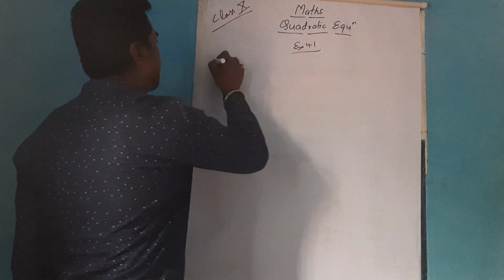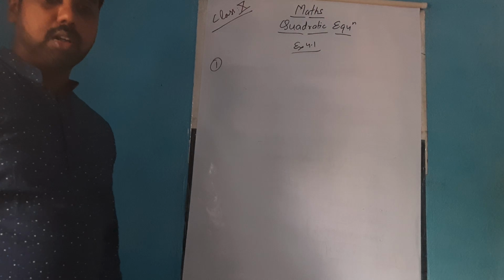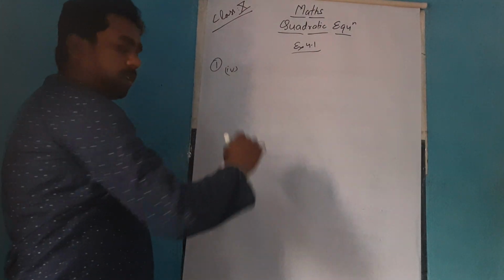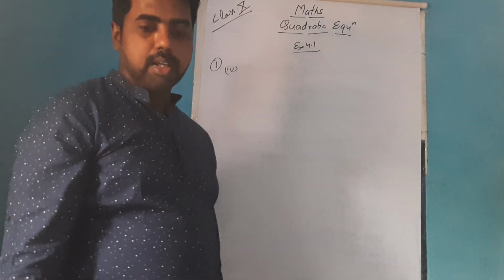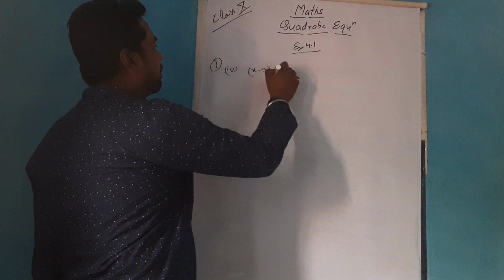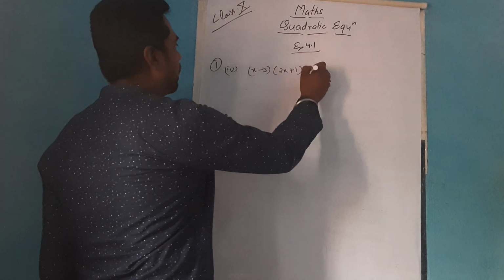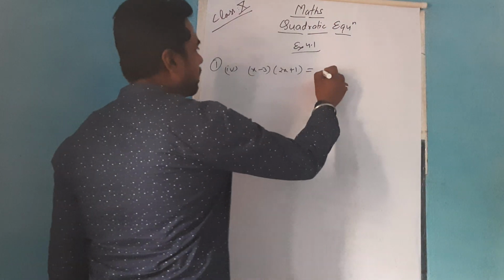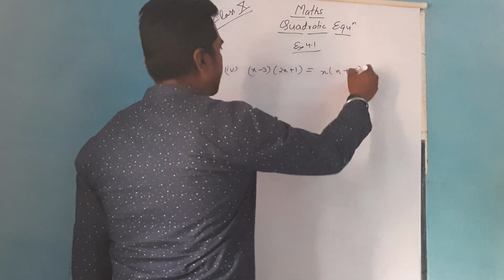Exercise 4.1, I am solving a few questions for you all. If I take the fourth part of it, it is given as (x − 3)(2x + 1) = x(x + 5).